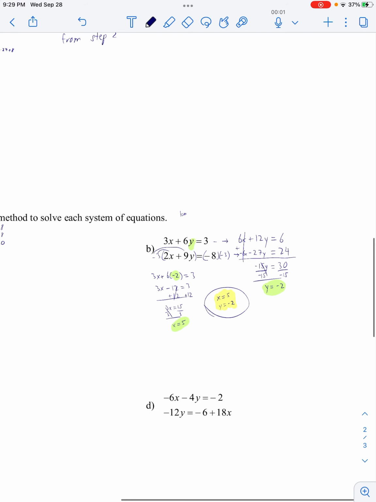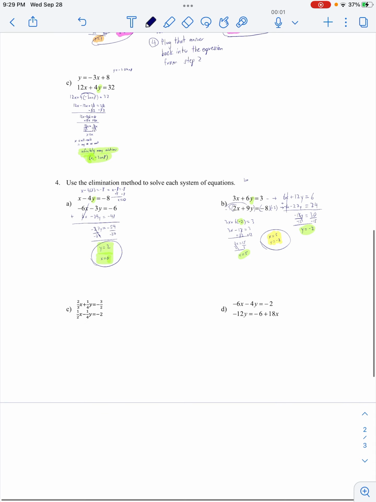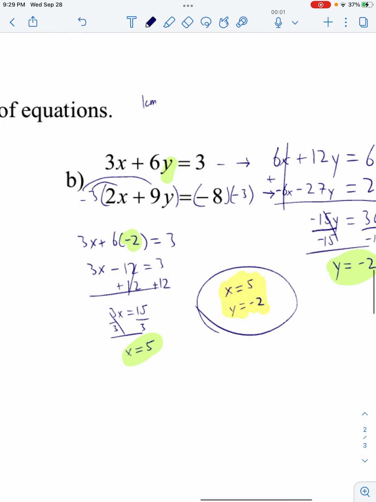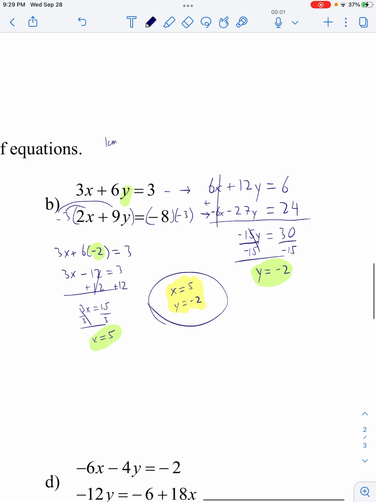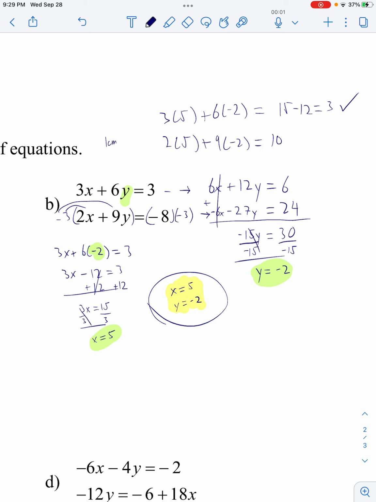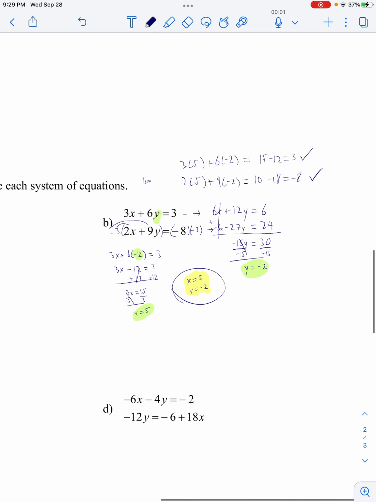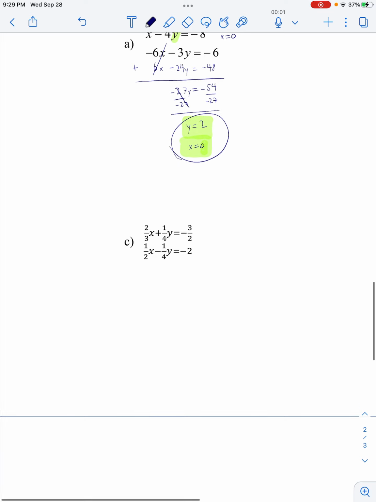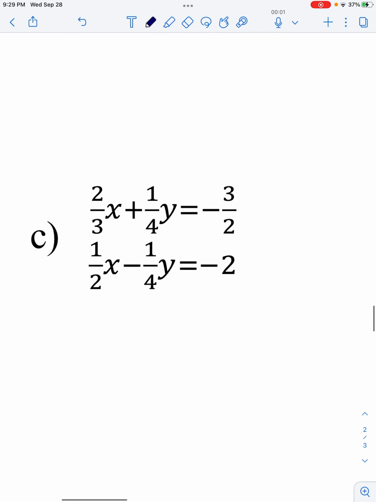So that solves my system of equations. And again, we can always go back and check these. I can just plug in my x and my y to both equations. That checks out. Plug both my x and my y into the bottom equation. That checks out too. So that's how I can check my work here on a quiz or test. Let's go down to part C.